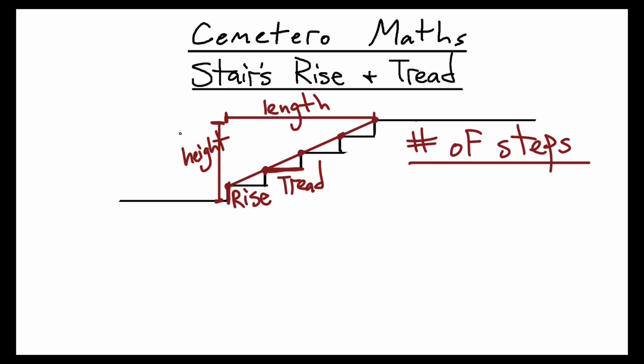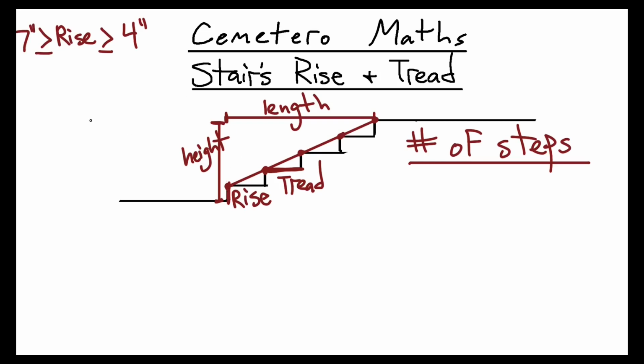Okay, now let's define some parameters. So the rise of each step has to be greater than or equal to 4 inches. So 4 inches is the minimum right here that we can have. And it cannot pass 7 inches. So the rise has to be between 4 and 7 inches.